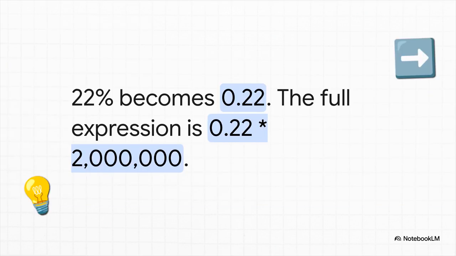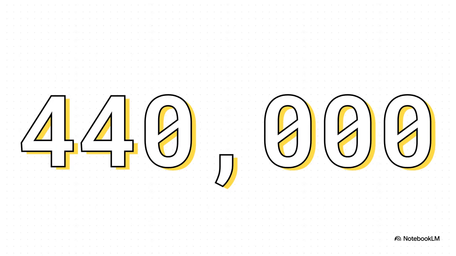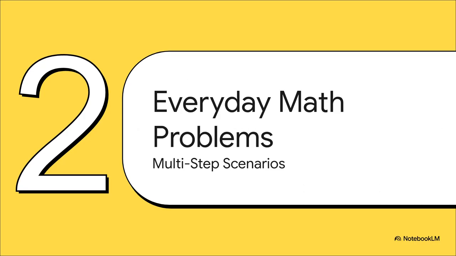And how do we do that? It's super easy. To turn a percent into a decimal, you just move the decimal point 2 places to the left. So 22%, boom, becomes 0.22. And just like that, our phrase, 22% of 2 million, turns into this beautiful, simple equation right here. And when you punch that into your calculator, and you should definitely use a calculator, that's what it's for, you get the final answer, 440,000. And there you have it. Problem 1, done.